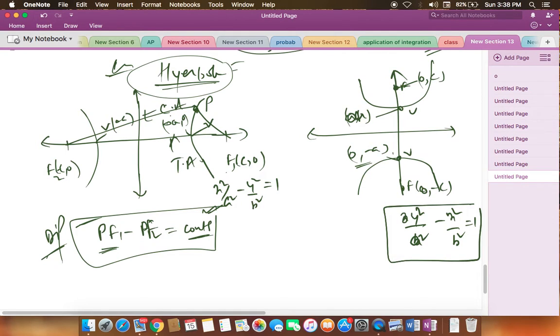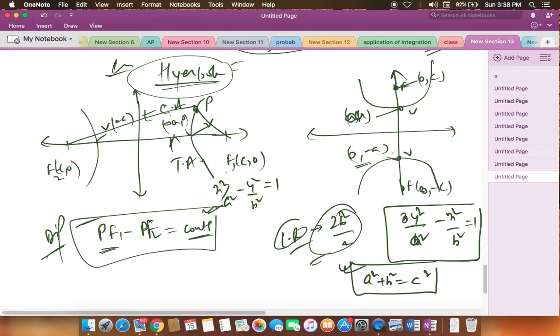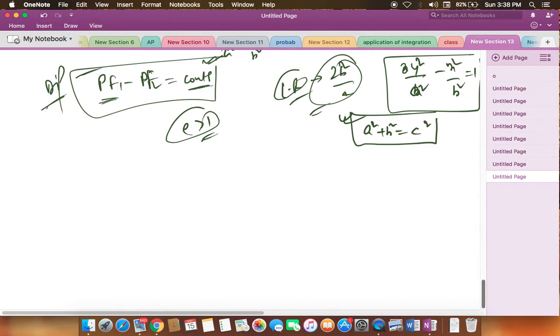Okay, so that's it. Now one more thing out here, you have to keep in mind: a square plus b square is equals to c square. And the length of latus rectum is the same in both, 2b square by a. And one more thing we have to keep in mind, e is always greater than 1. Once we do one numerical, everything will be clear. Please copy all of those, go back and copy. I'll do one numerical for you.